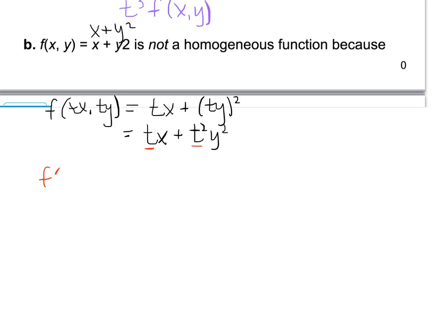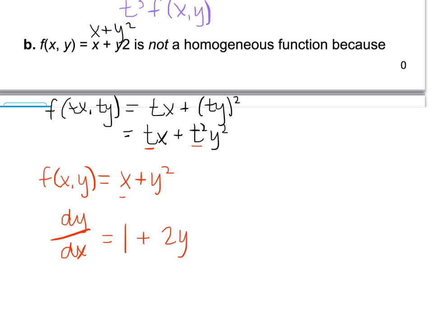So if my original function, f of x, y, is equal to x plus y squared, I can really go through and say that dy dx is equal to the derivative of that function. Since dy dx is a derivative, the derivative of x with respect to x is 1, plus the derivative of y squared is going to give me 2y dy dx.